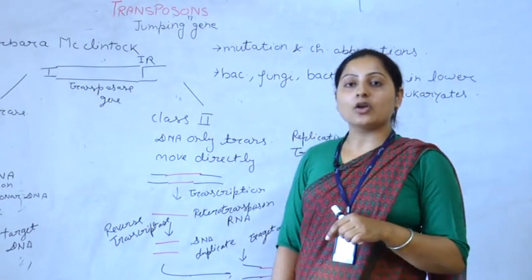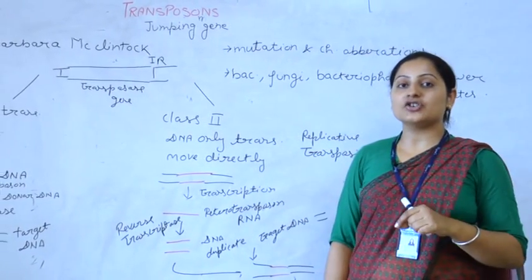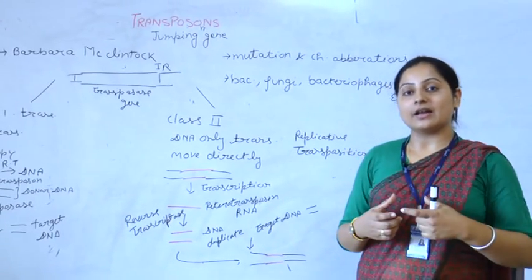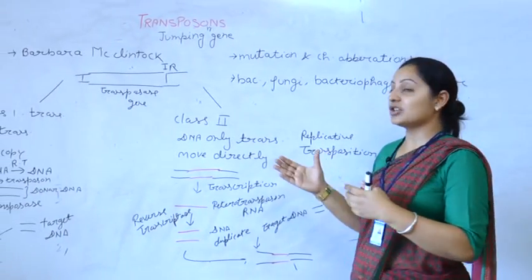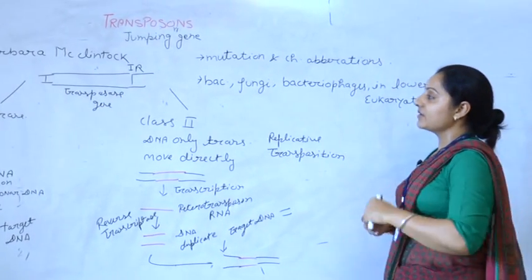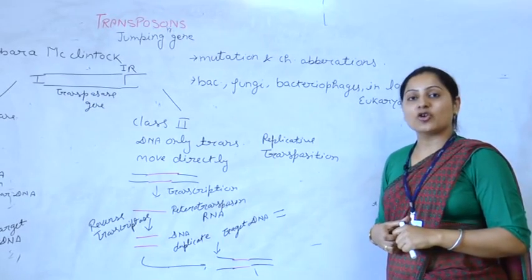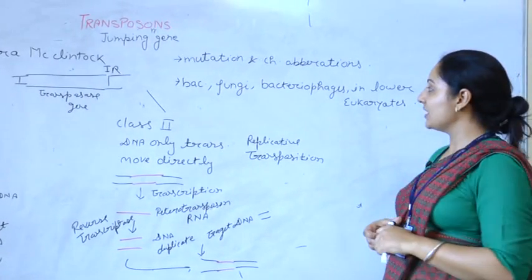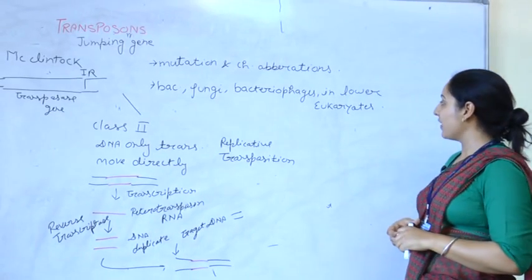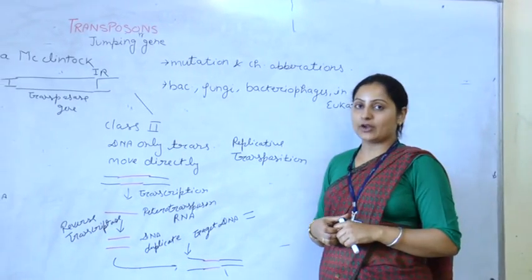She was working on the corn, and she saw some changes in the corn color, and that was the time when she discovered the transposons or jumping genes. These are responsible for mutations and chromosomal aberrations in the genes, and these are found in bacteria, fungi, bacteriophages and other lower eukaryotes.